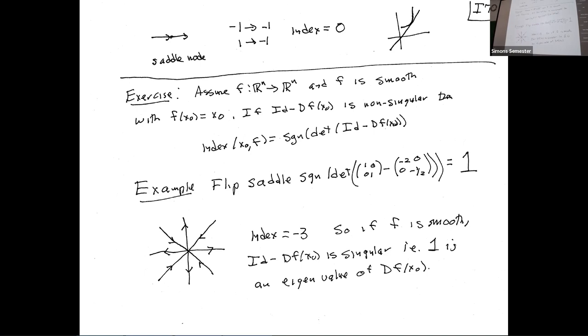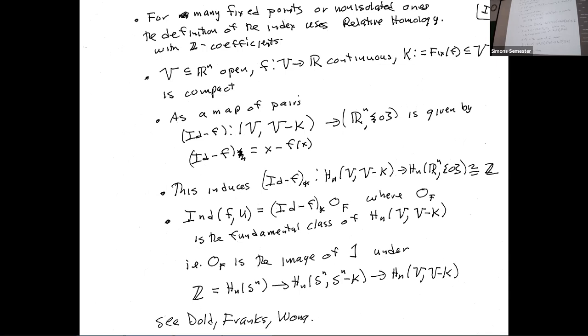All right, this, as we'll see in a second, unless you can think in pictures, has index minus 3. So in particular, if you see this in a smooth system, then you have an eigenvalue of 1 at the fixed point. So you kind of have to slow things down near the fixed point and be non-hyperbolic to get such a picture. All right, so I'm going to skip this slide. This is just for the sake of honesty. So if you don't have an isolated fixed point, what do you do? So Dold figured all this out. You use relative homology, homology of pairs, and you kind of do what you think you would do with the homology of pairs, and then it works out. So let me not focus on this.